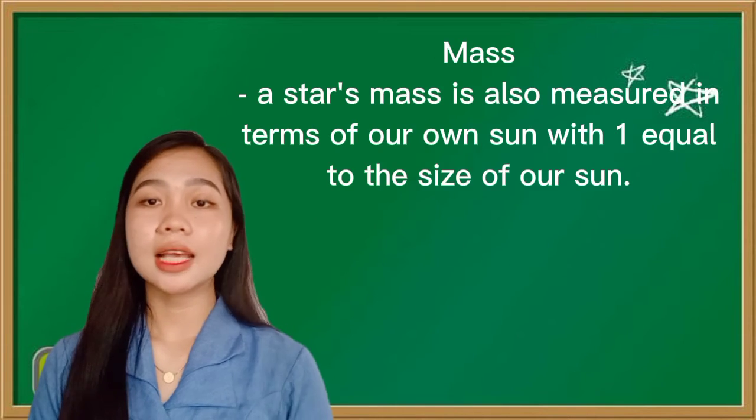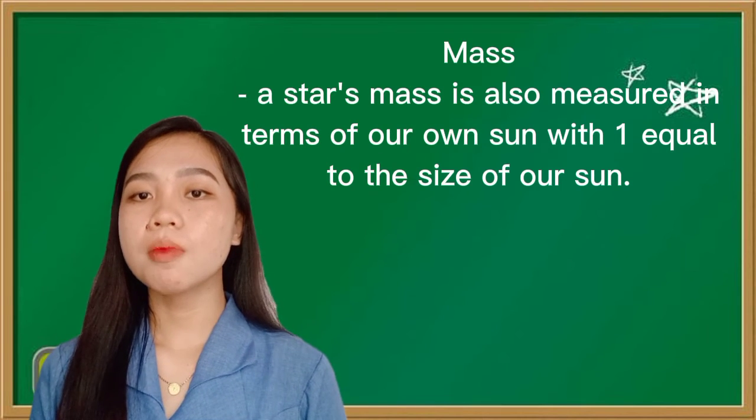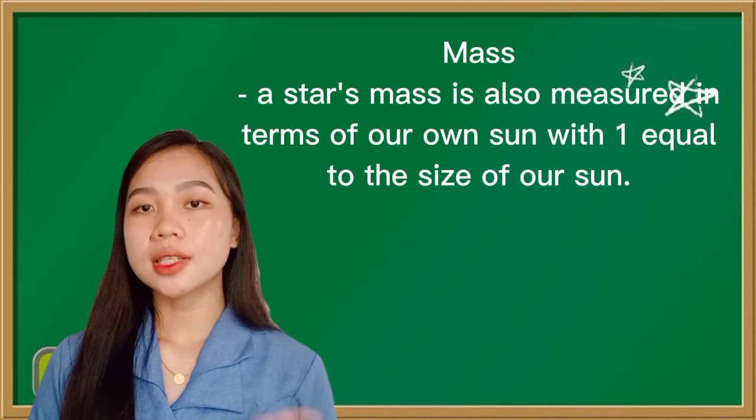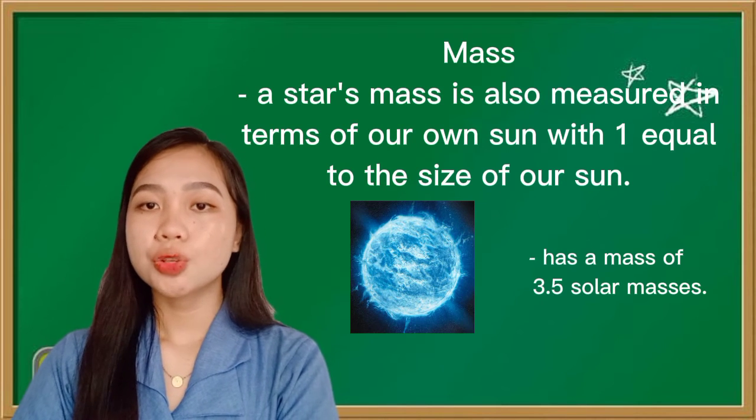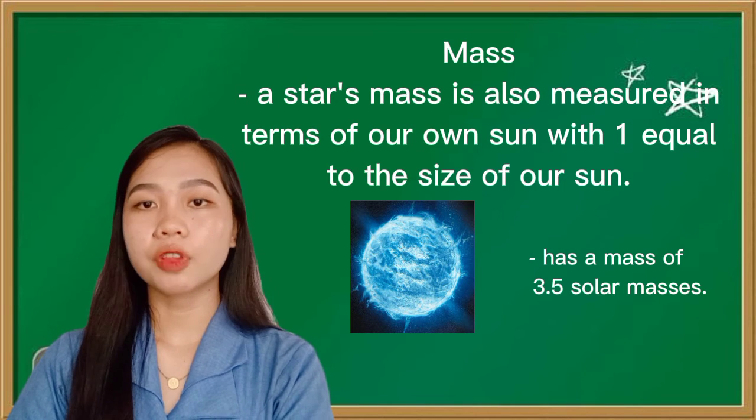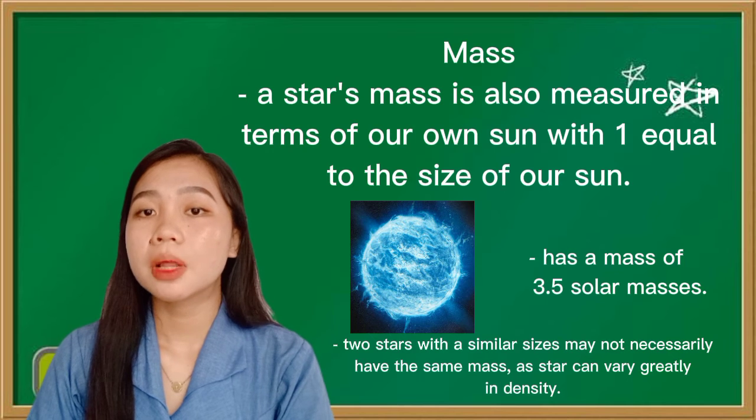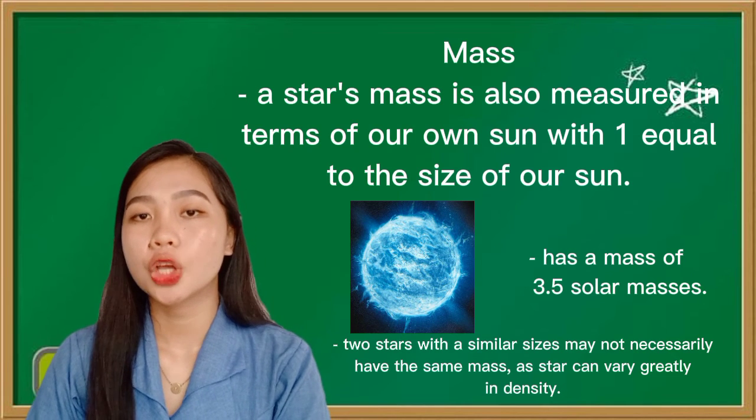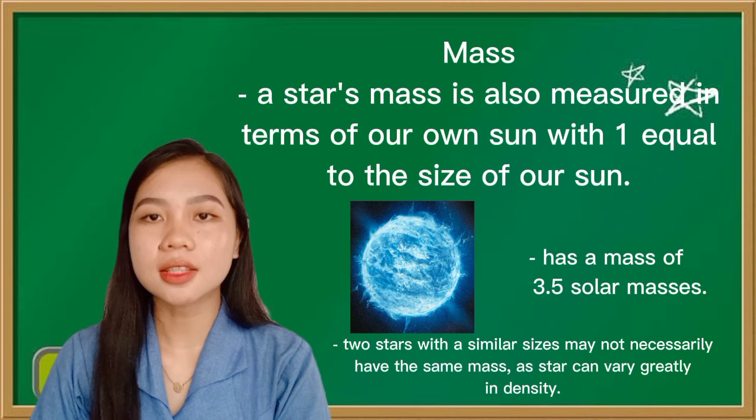The last is the mass. A star's mass is also measured in terms of our own Sun, with 1 equal to the mass of our Sun. For instance, Rigel, which is larger than our Sun, has a mass of 3.5 solar masses. 2 stars with a similar size may not necessarily have the same mass due to the fact that stars can vary greatly in density.